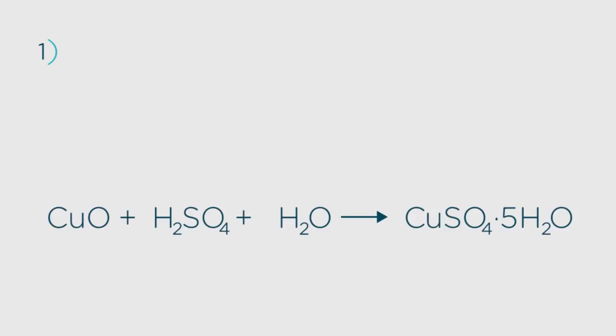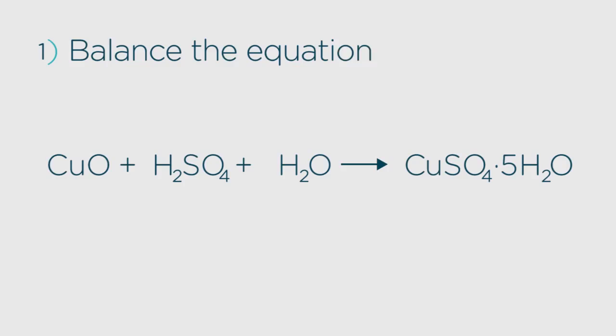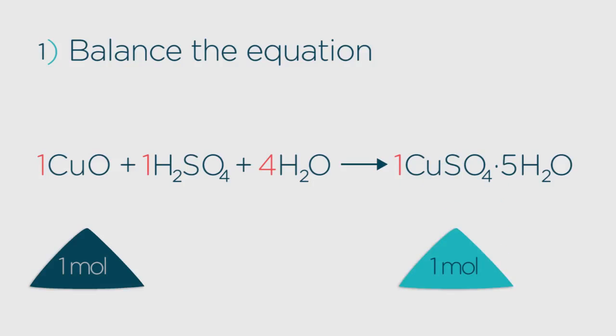The first thing to do with any challenge like this is to look at the chemical equation and balance it. Fortunately, that's not difficult here because, as you can see, all we need to do is change the molar ratio of the water from 1 to 4. The molar ratios for all the other species are 1. You now know that every 1 mole of copper oxide reacts to form 1 mole of copper sulfate.